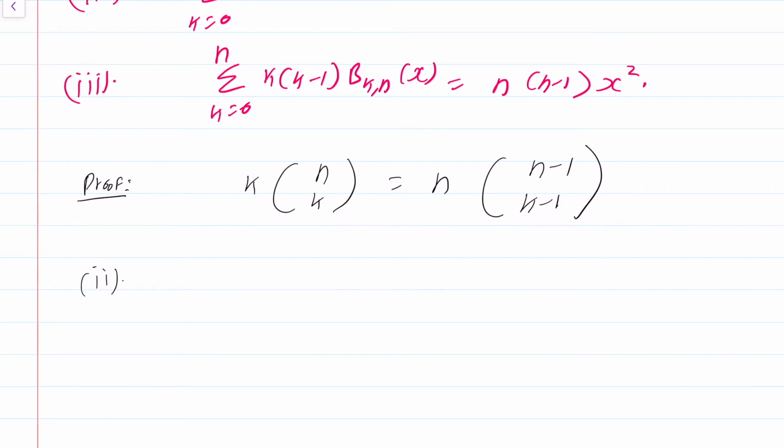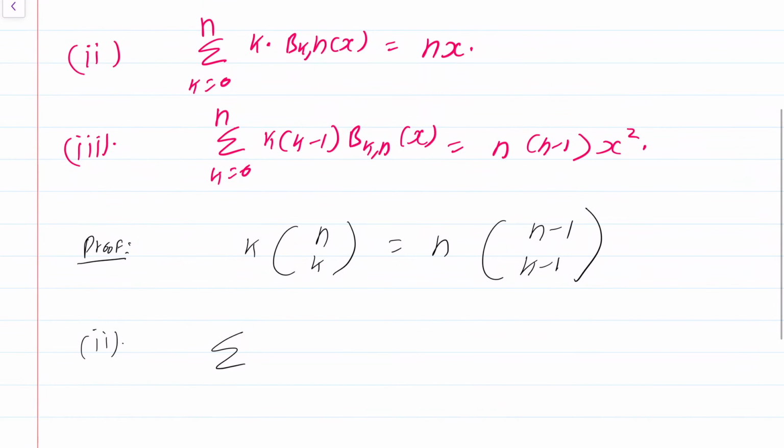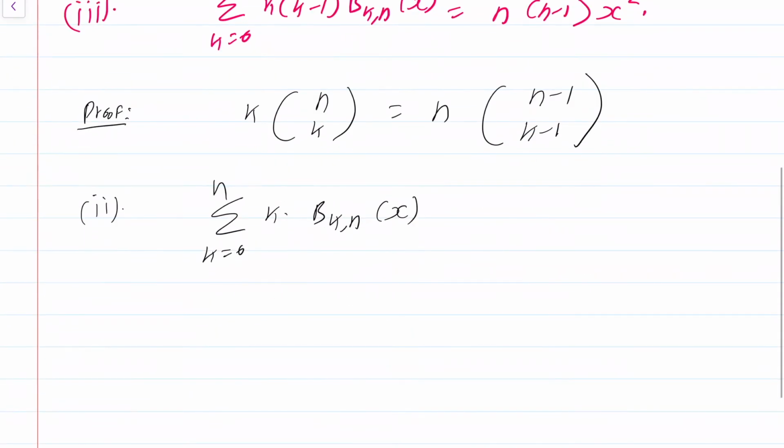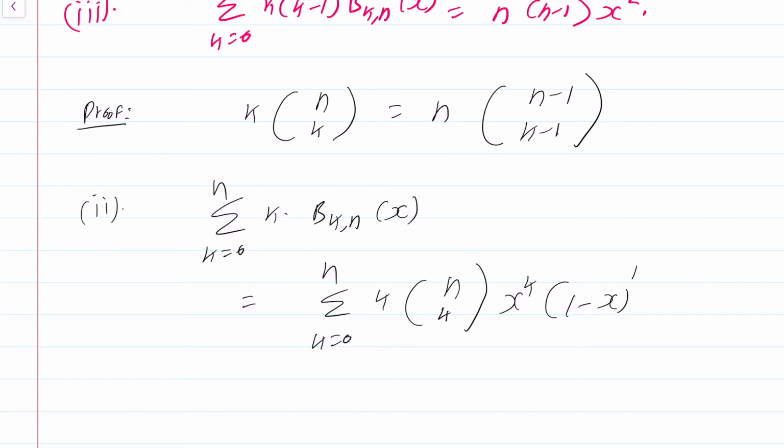So let's proceed to the proof of the second part, because the first part we have already seen a proof. We have to consider summation k equals 0 to n of k times b_{k,n}(x). We want to analyze this quantity. So let's expand it out and write it as summation k equals 0 to n of k times n choose k, x^k (1 minus x)^(n minus k). I'm just summing over all k's, over the expansions.